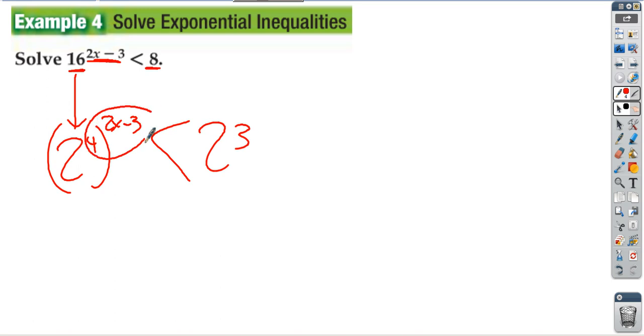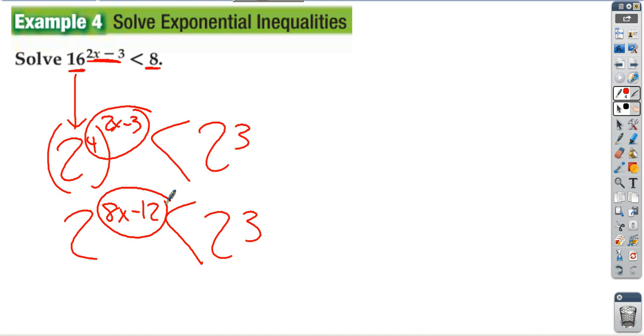So let's simplify this. If we distribute the 4, we would get 2 to the 4 times 2x is 8x, and 4 times minus 3 is 12. We have 2 to the 3. So that means this number must be less than that number, because that's an inequality. So we need to not set it equal, but make it less than.